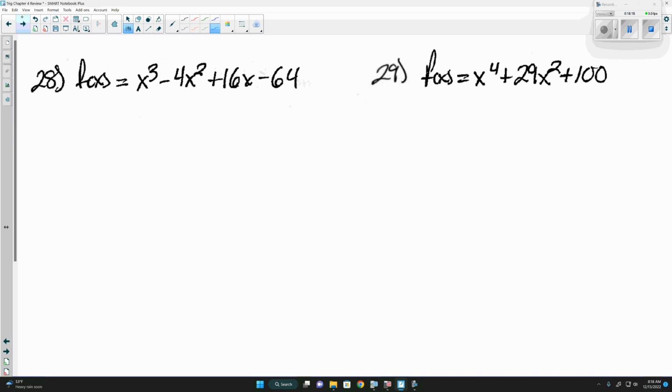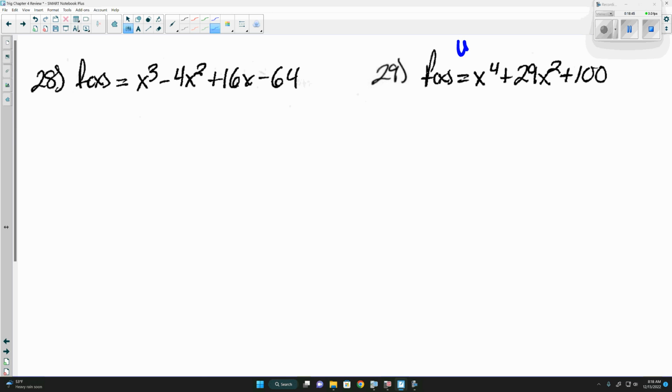29? So 29, there's different ways we can do it. One of them is we can graph it. The other is we can use U substitution and hope that this thing is factorable. Because the biggest thing with this here is seeing, are there factors of 100 that would add together to give us 29? Well, 4 times 25 is 100. 4 plus 25 is 29.